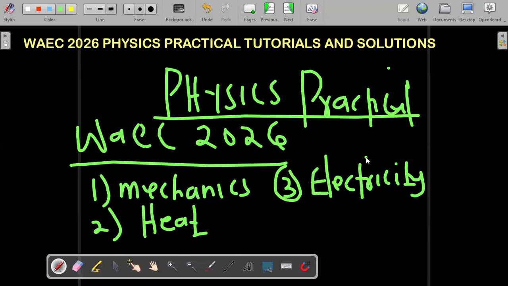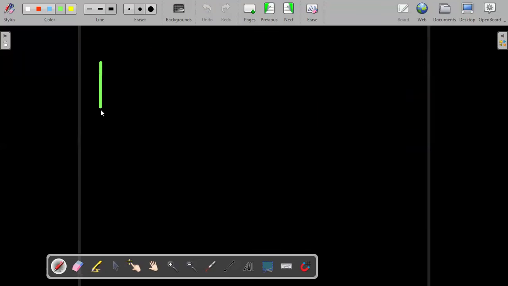What I normally suggest is that questions 1 and 3 are normally okay to do. They are easy and direct. In question 1, they bring some apparatus. Let's take number 1 first, mechanics.